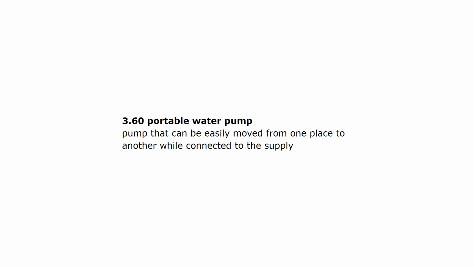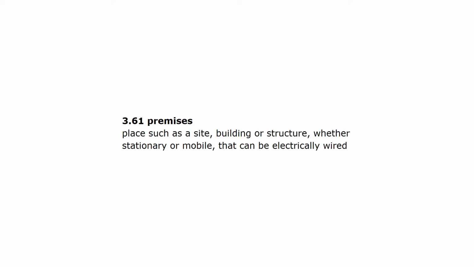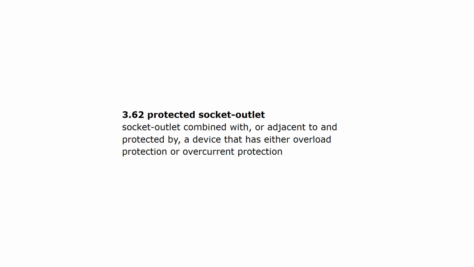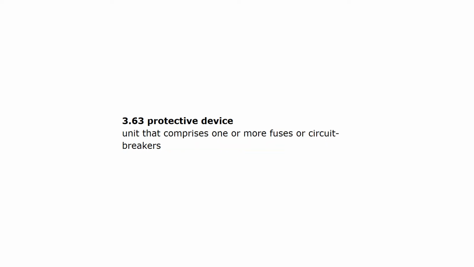Portable water pump: pump that can easily be moved from one place to another while connected to the supply. Premises: place such as a site, building or structure, whether stationary or mobile, that can be electrically wired. Protected socket outlet: socket outlet combined with or adjacent to and protected by a device that has either overload protection or overcurrent protection. Protective device: unit that comprises one or more fuses or circuit breakers.